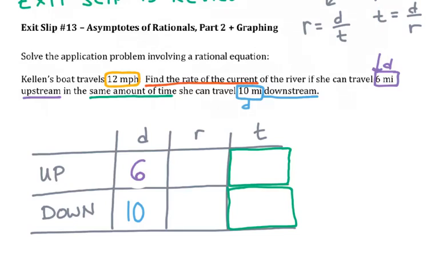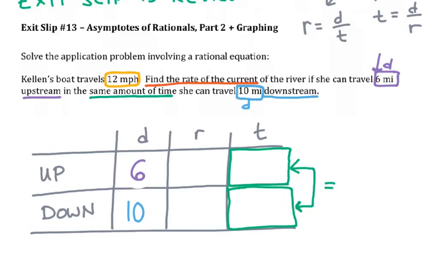So I was just going to say that conceptually it should make sense that if the time is the same, we should go a further distance downstream than upstream, right? Because we go faster when we're going downstream. So hopefully that helps a little bit. So I've used my 6 miles up, I've used my 10 miles down. I understand that whatever time expression I have here, it can be set equal to the time expression here. So that's going to be how I build my equation.